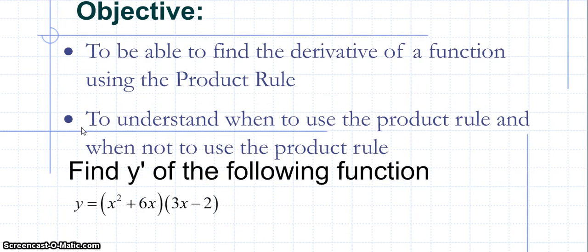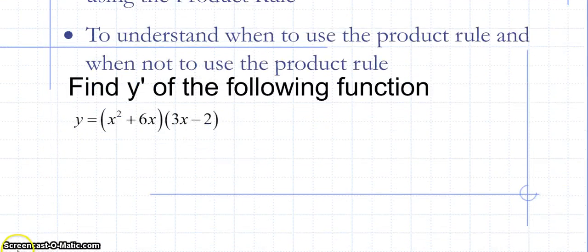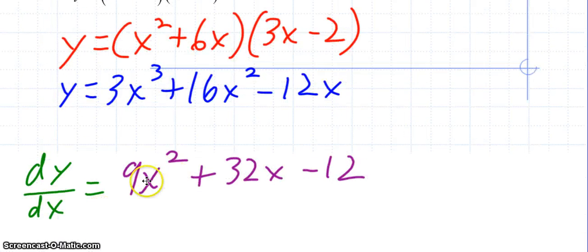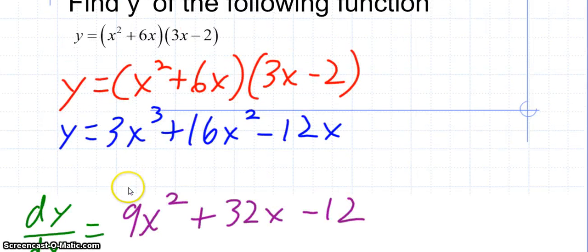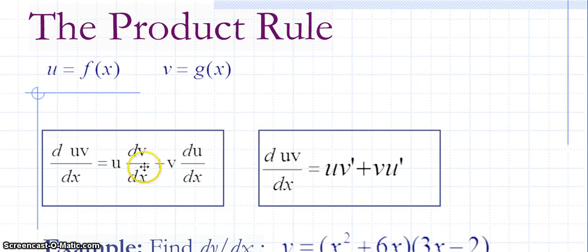Before we get into that, I want you to find the derivative of this function. So pause the video, find that derivative. Unpause when you're ready to check. Alright, so hopefully you got that the derivative is 9x squared plus 32x minus 12. And I got that by distributing, combining like terms, and then just using my power rule. Pretty straightforward. But what if it wasn't that straightforward?